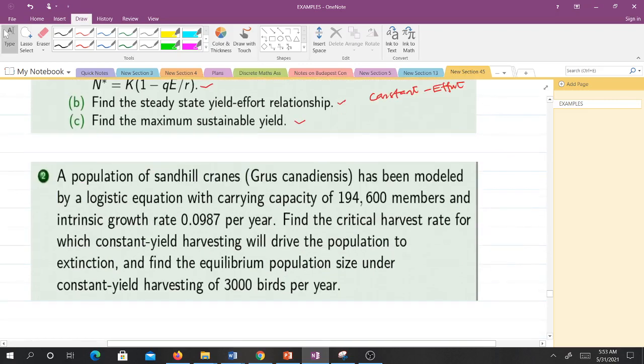Then question 2 says a population of sandhill cranes has been modeled by a logistic equation with carrying capacity of 194,600 members and intrinsic growth rate 0.0987 per year. We have to find the critical harvest rate for which constant yield harvesting will drive the population to extinction. And we have to find the equilibrium population size under constant yield harvesting of 3,000 birds per year. So this one is under the constant yield harvesting. Okay, so we are going to solve all of them for you.